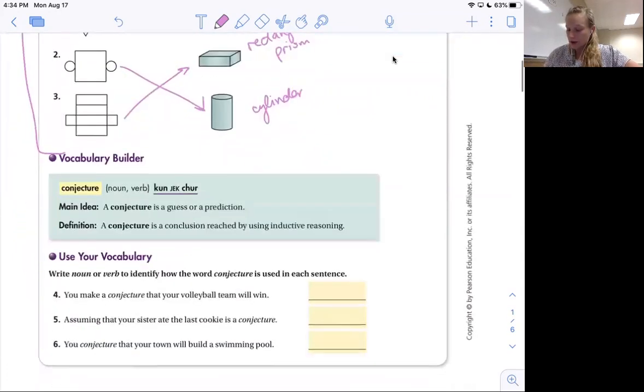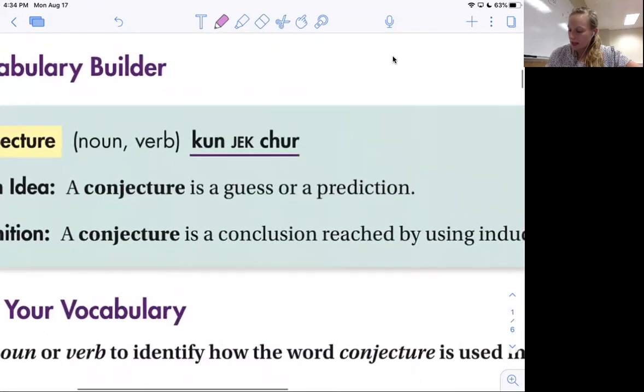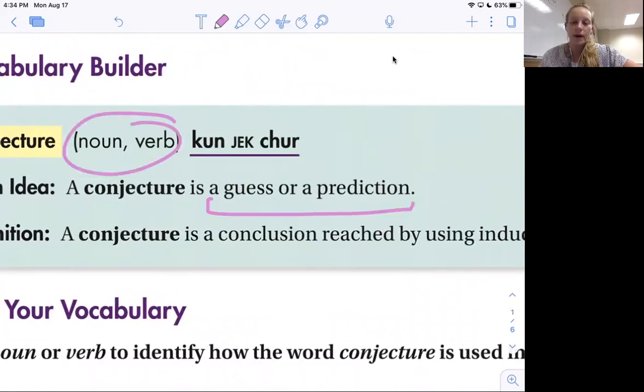All right, now we're gonna do some vocab. This first vocab word's not really connected with the other ones, but we're gonna review it really quick because this is a word that you may see in directions, and I wanna make sure that we're on the same page with it. So this word is conjecture. Conjecture, it means a guess or a prediction, and it can be a noun or a verb depending on how it is used.